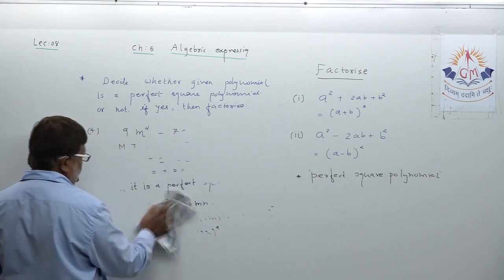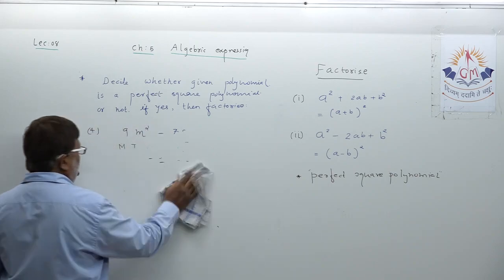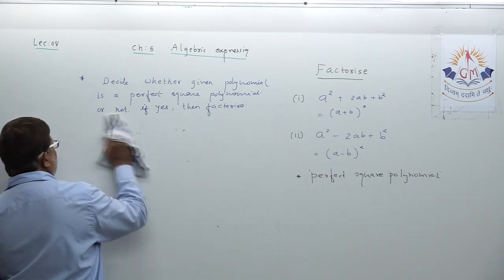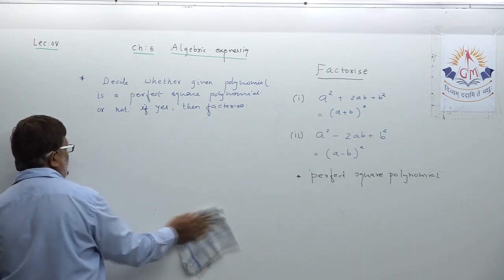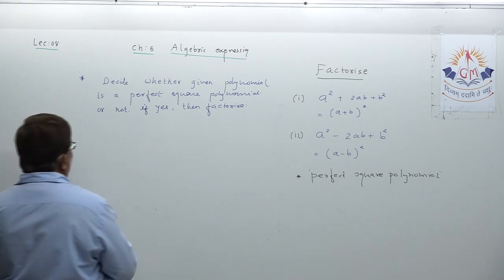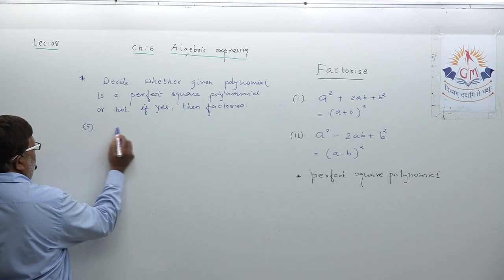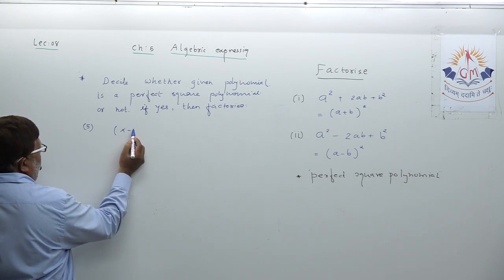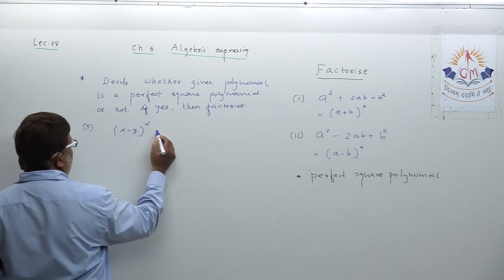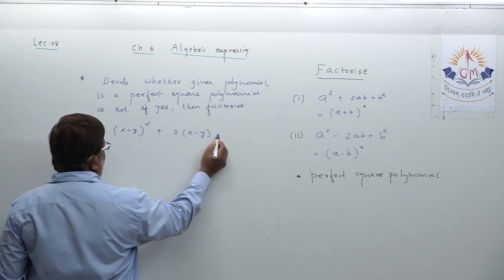Suppose you are given an example like this. Try to understand this. Suppose you are given an example like this: (x minus y) whole square plus 2 into (x minus y) plus 1.